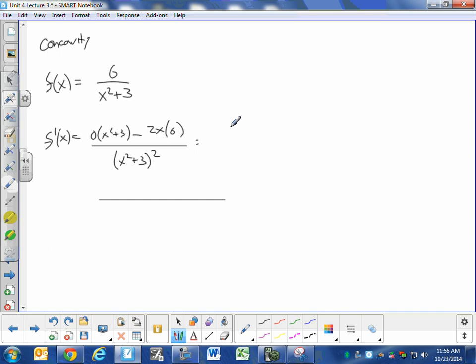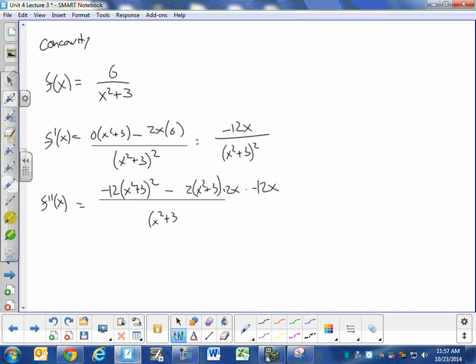So this is negative 12x over (x squared plus 3) squared. This will be fun. Here we go. The second derivative is f prime g minus g prime, which is 2(x squared plus 3) to the first times 2x, times f, all over g squared. That'd be to the fourth.